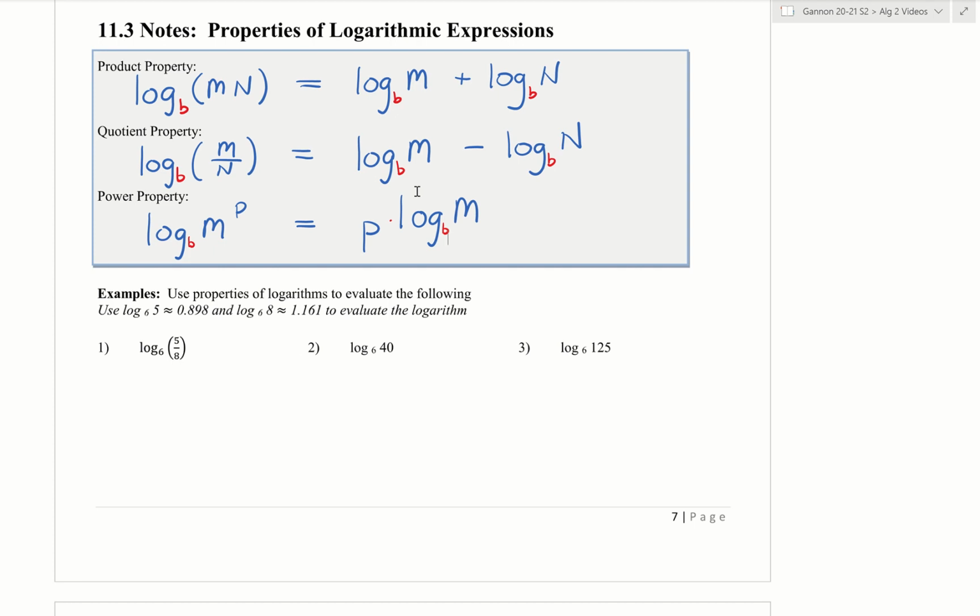All right, so those are the properties that you're going to have to learn to apply. When we start on the left and go to the right, that's called expanding. So if we're starting with log of a product and we write it as the sum of two logs, that is expanding the expression. Whereas if you started on the right side of these and you rewrote it using what's on the left, that's called condensing. And we'll be doing both of those in this lesson.